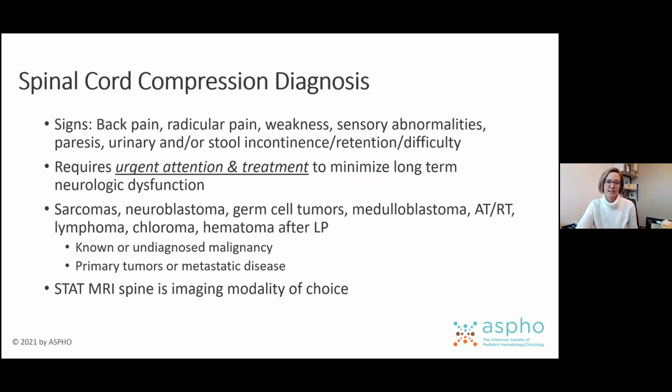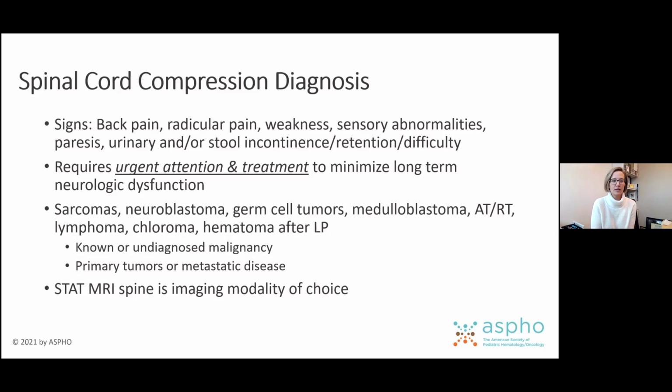And as I mentioned before, this can happen in sarcomas, neuroblastomas, germ cell tumors, medulloblastoma, ATRT, lymphoma. It can be a leukemic chloroma. This can also happen as a hematoma after an LP in the setting of hematologic malignancies. This can happen up front at diagnosis or later as a result of metastatic disease. So you always have to be on high alert for this in the setting of these symptoms, regardless of the time and treatment.